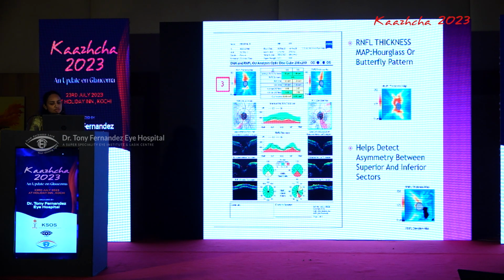Now, you can have something like this in the RNFL thickness map, black areas. These are areas which are not imaged by the machine properly, and they are not taken up for averaging out the values. These can occur when there are vitreous opacities, which can block the correct imaging of the RNFL.